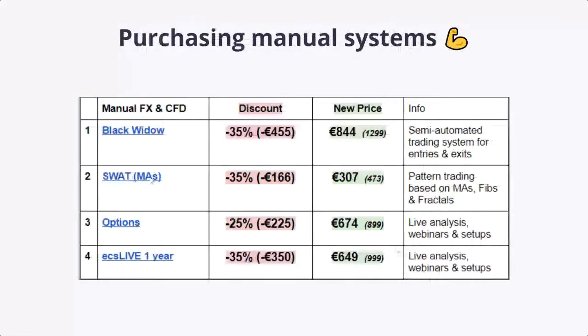So let's move on to manual systems. There are 4 at this moment. We have 4 things you can choose from, basically.